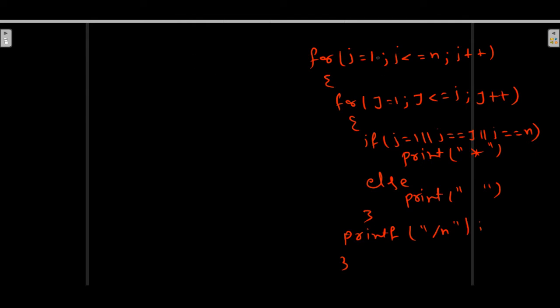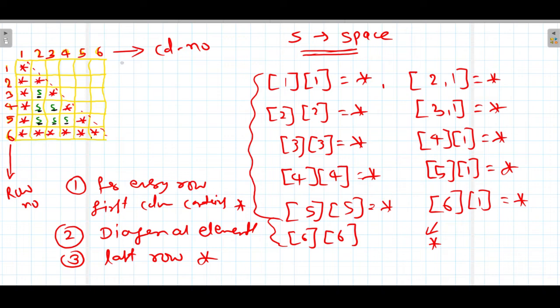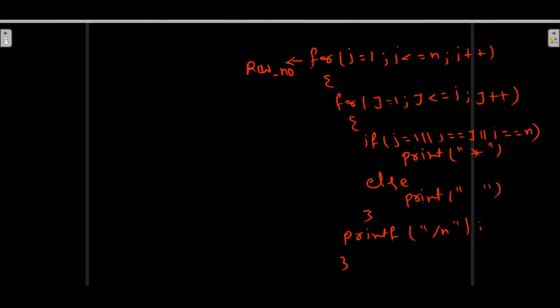Here this first for loop will keep track of the row number, because we need to print 6 rows. So this first for loop will keep track of the row number. Here n is the total number of rows.